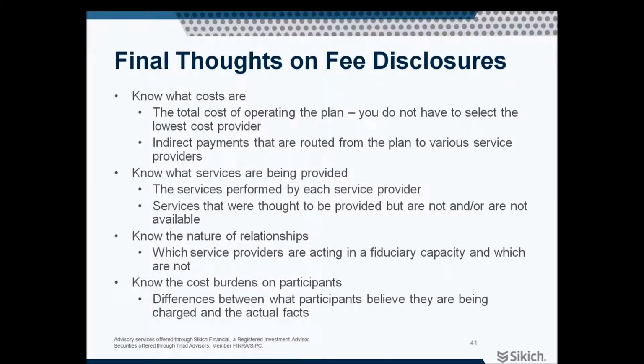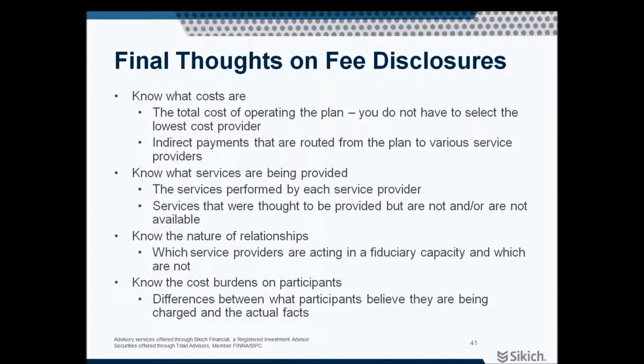All right. Know the nature of relationships. This is very important. Which service providers are acting in a fiduciary capacity and which are not. That's important. Sometimes you're being charged X fee and the advisor that you're working with is not a fiduciary and therefore doesn't have that legal responsibility to the plan, but in many cases you might be able to find someone who wants to act in a fiduciary capacity and will basically provide it for the same cost to help you fulfill your fiduciary responsibilities under ERISA.